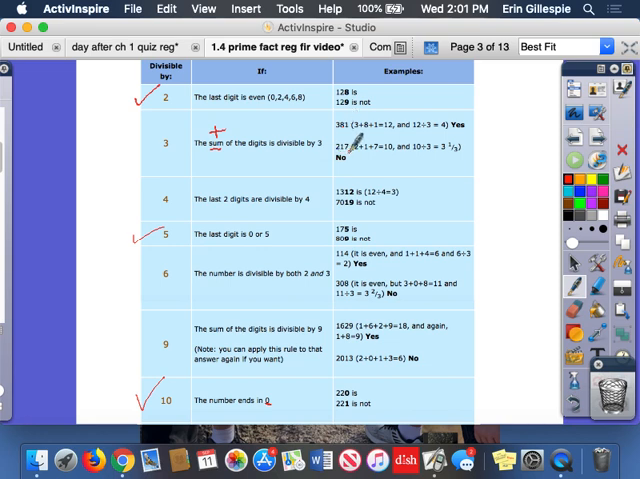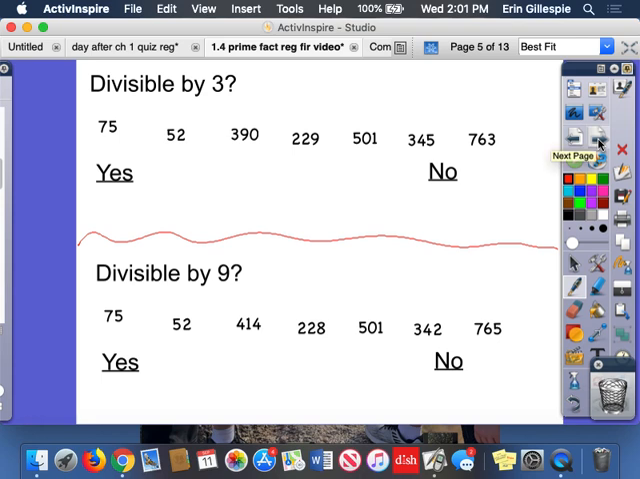Here's an example where it doesn't work. 217, 2 plus 1 is 3 plus 7 is 10. And 10 is not a number you can divide by 3. So that means 217 is not a number you can divide by 3. I'll give you another example. Let's say we have 543. Well, 5 plus 4 is 9, plus 3 is 12. 12 is a number I can divide by 3, so that means 543 is a number I can divide by 3. So, again, pause your video, see if you can sort these into the right sections. Yes, you can divide it by 3, or no, you cannot, just by using that rule, not by actually trying to do the division.